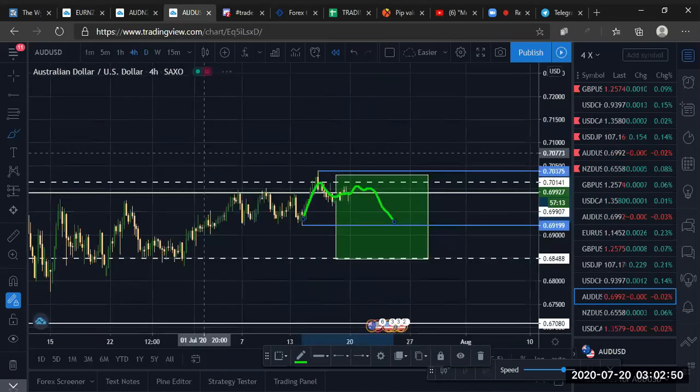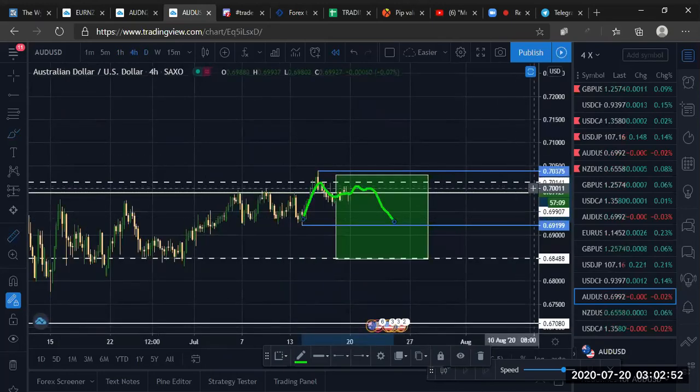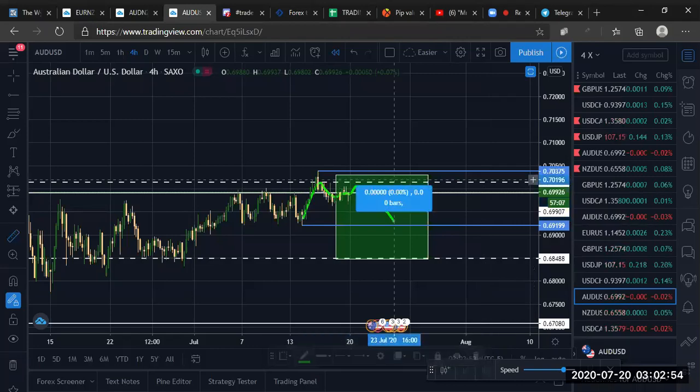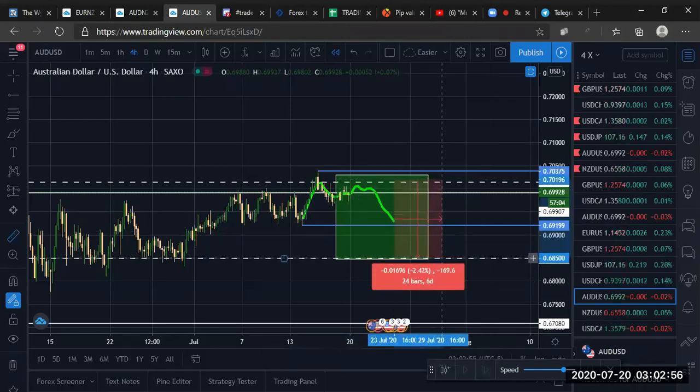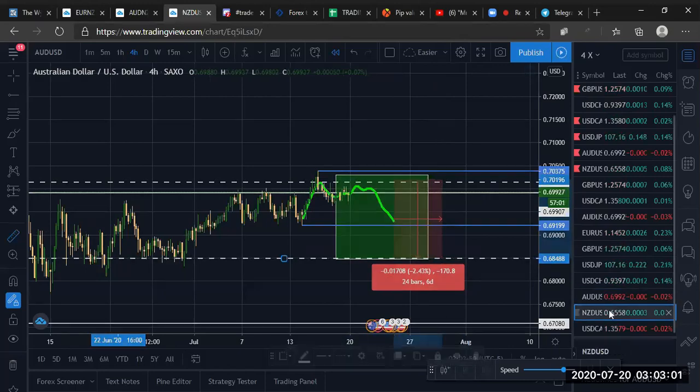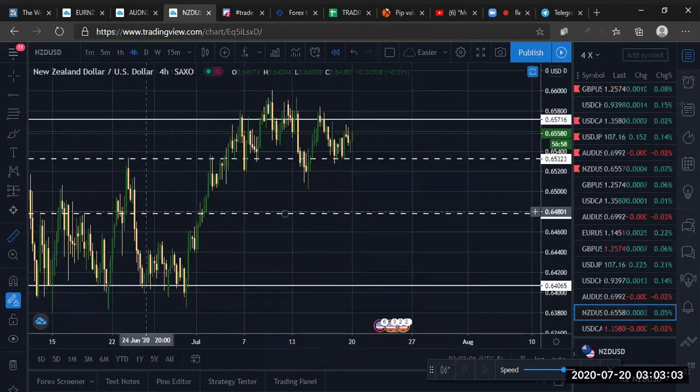That actual trade would be about 170 pips. So why miss out on it? I already got my chart marked off. I already know how it's gonna look. Boom, boom, bam. NZD USD.